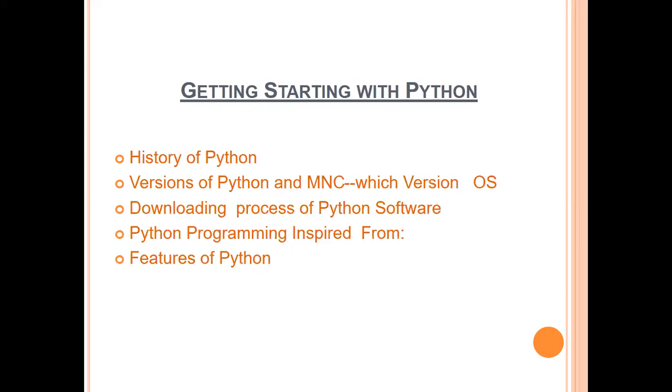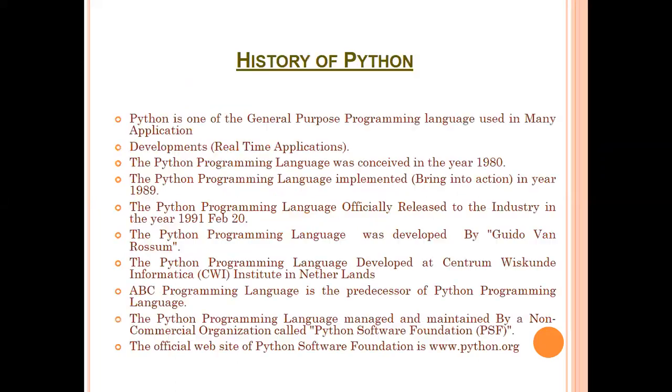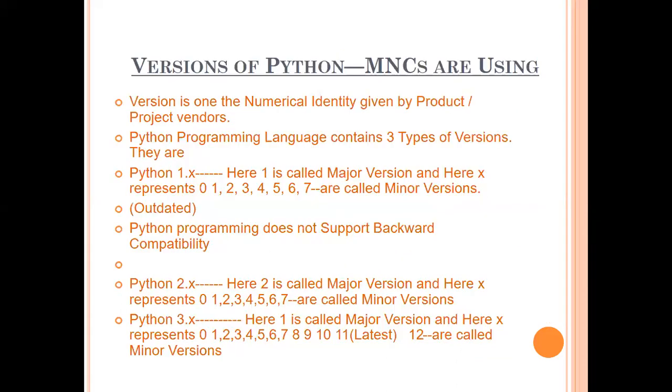Then we discussed the history of Python. It was conceived in 1980 and brought into action in 1989, but officially it was released in 1991. Who was the father of Python? Guido van Rossum. He developed this at Centrum Wiskunde & Informatica in the Netherlands. ABC is the predecessor of the Python programming language. It is maintained by a non-commercial organization, the Python Software Foundation. The official website, I have told you, is www.python.org.